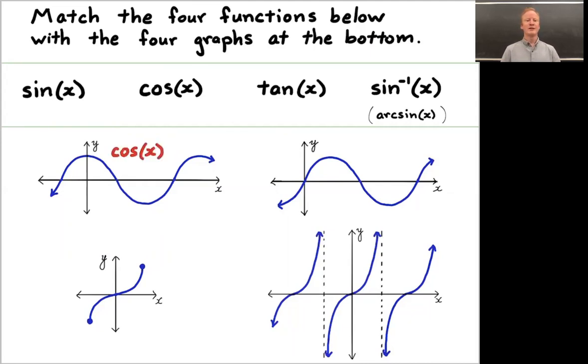Welcome back. The top left corner of the screen is cosine of x. The top right corner is sine of x. The bottom left corner is sine inverse of x or arcsine, and the bottom right corner is tangent of x. That was problem number 3. Let's go ahead and move to problem number 4.